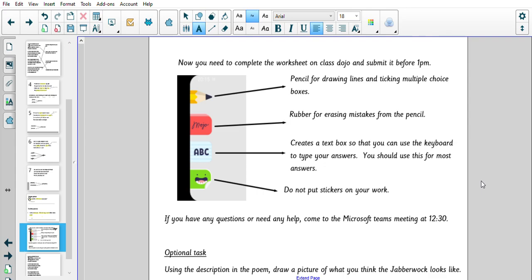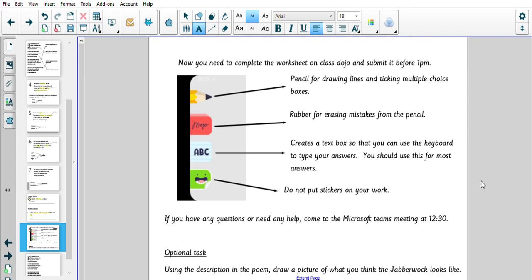Now, I've put one optional task on at the end because I thought this might be quite fun and quite a few of you would like to do this. So, using the description in the poem, you can draw a picture of what you think the Jabberwock looks like. So you can do this in your English book, or if you've got a plain piece of paper at home that you'd rather do it on, then you could do it in there. If you're going to do it in your English book, please make sure that you write the date and the LO from the start of this video, so that we know why it's in there. Okay? It is optional, but I thought quite a few of you might like to do that.